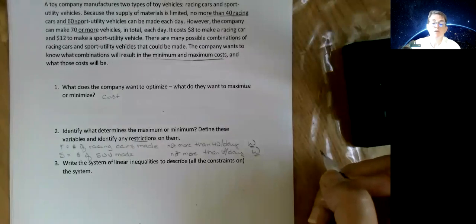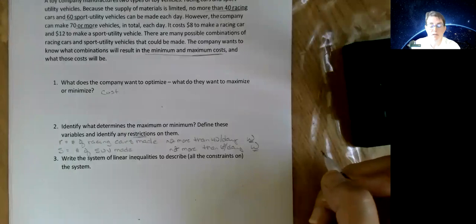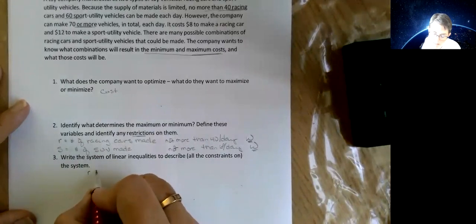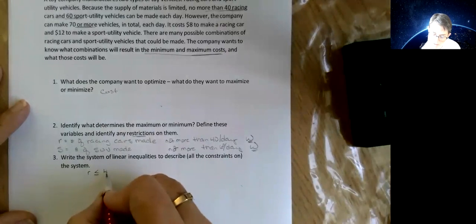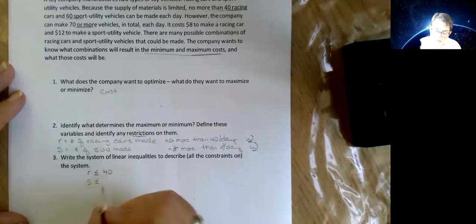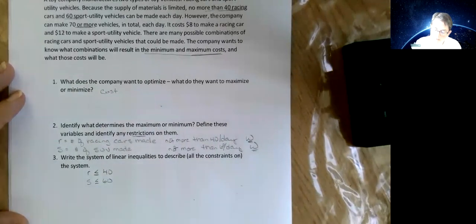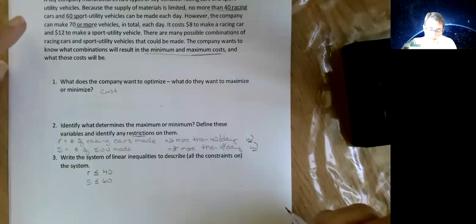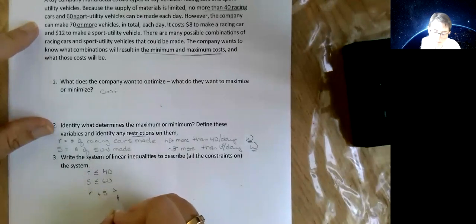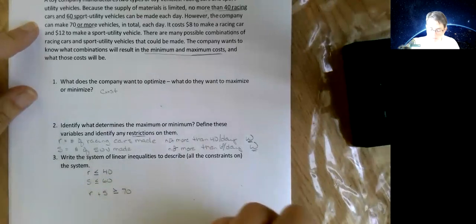Write the system of linear inequalities to describe all the constraints on the system. All right, so R has to be less than or equal to 40. Right, not more than 40 a day. So 40 is still okay. And S is less than or equal to 60. And it says in total, the company can make, so if I take my racing cars plus my SUVs, it should be bigger than or equal to 70.